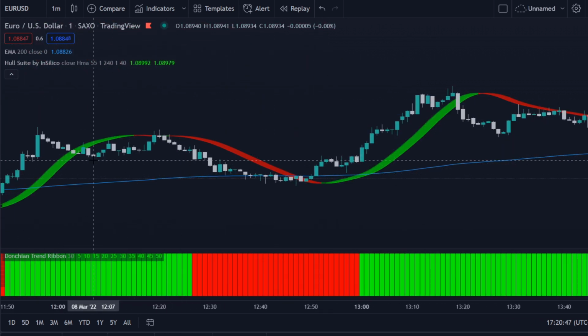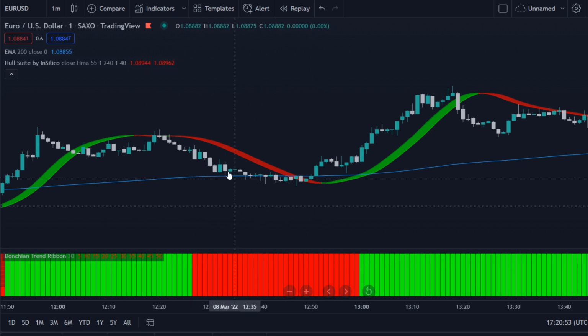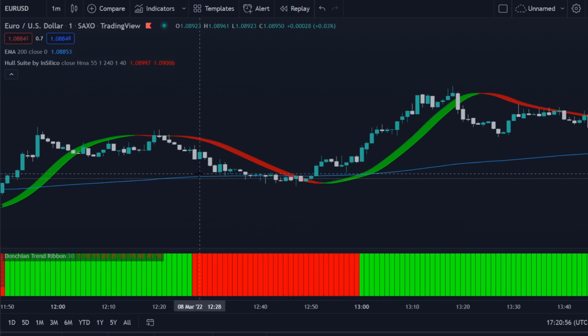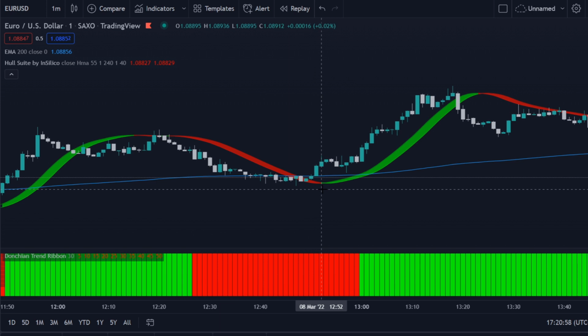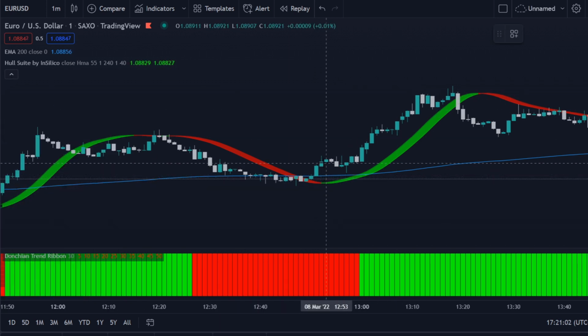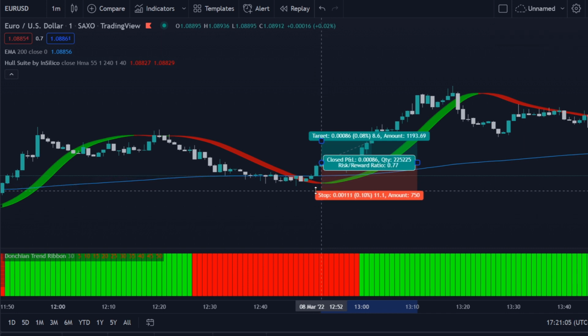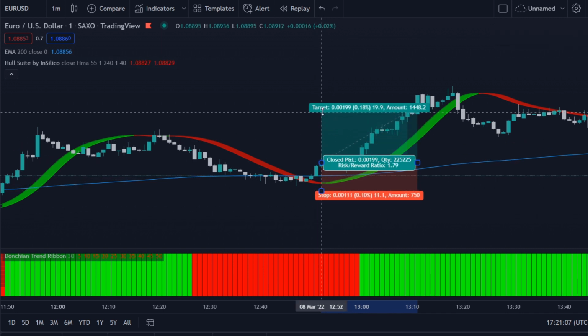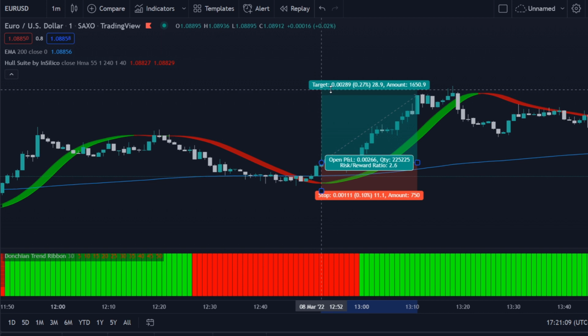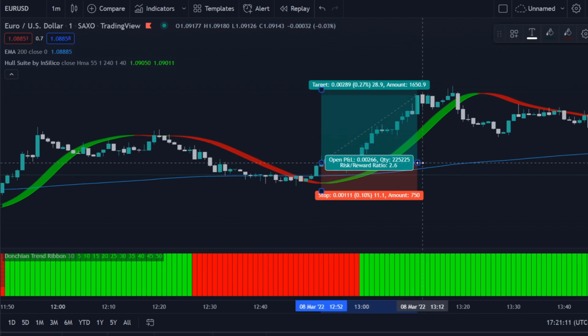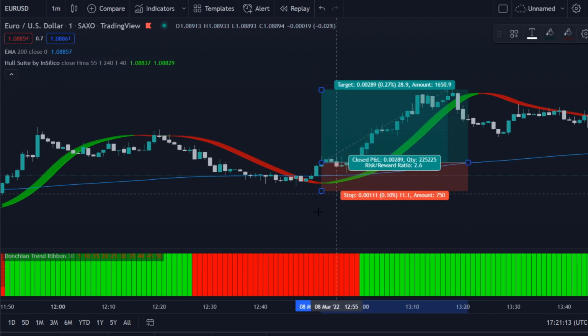Alright, over here we see the price is above the 200 exponential moving average. We see that the donchian trend ribbon is red, so that is good for our buy opportunities. Then we only need to wait for our Hull Suite indicator to turn green, which is here. We grab our tool, use a 1.5 to 1 risk reward ratio, but this was a 2.6 reward ratio trade. So yeah, that is an amazing trade, and again a nice winner.